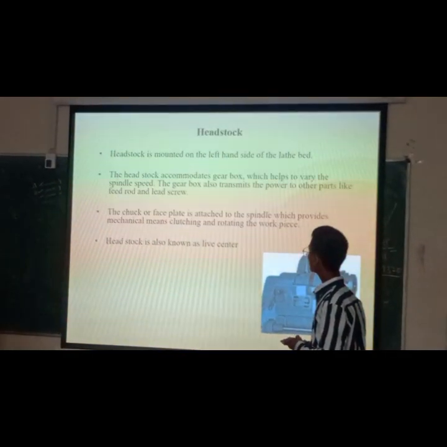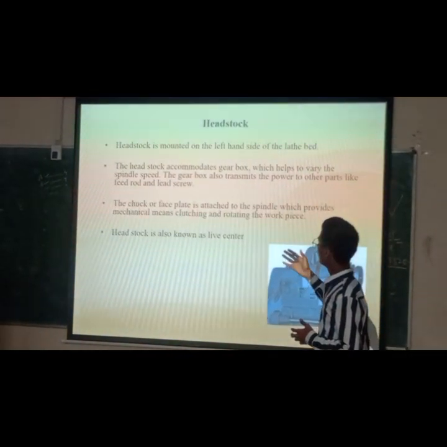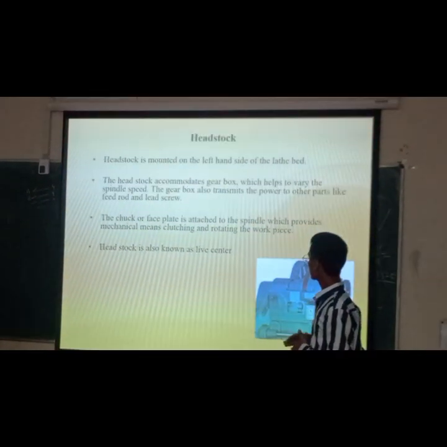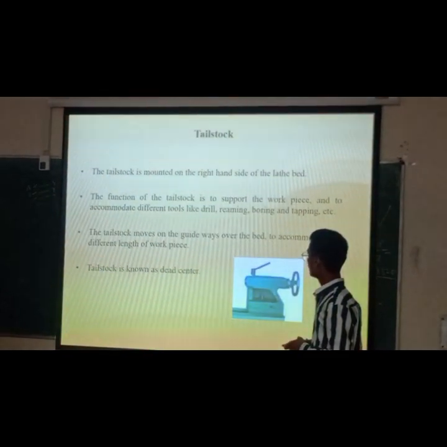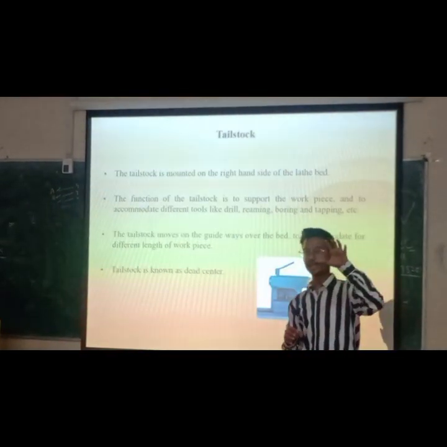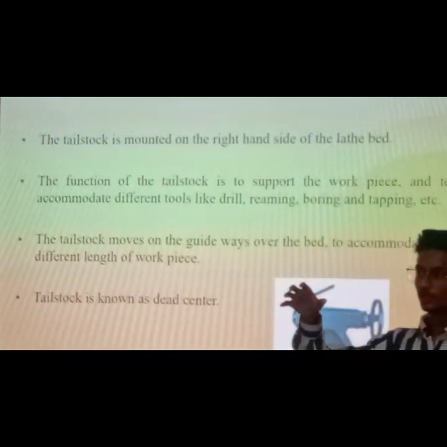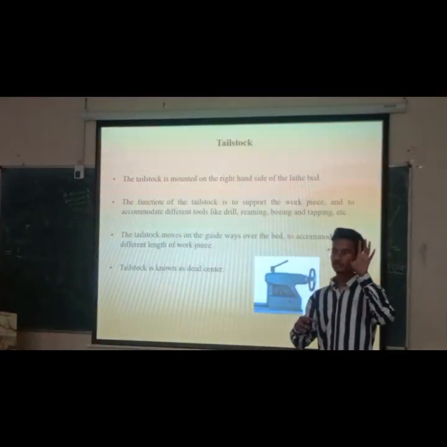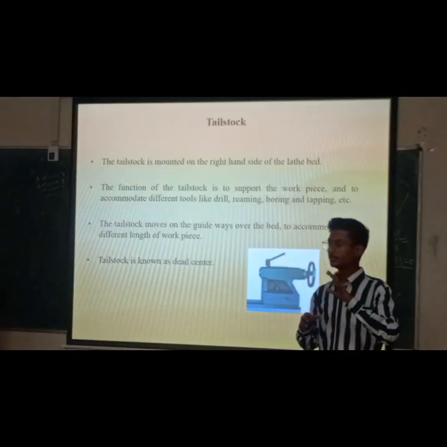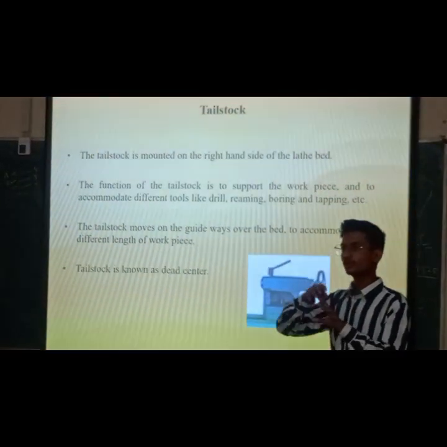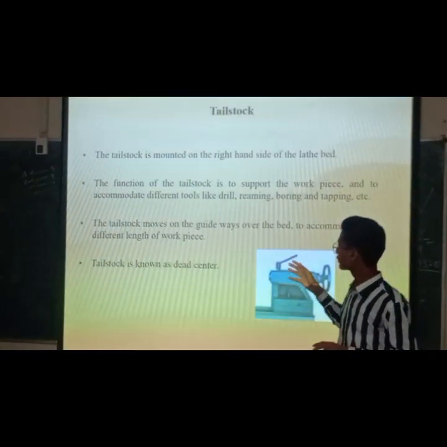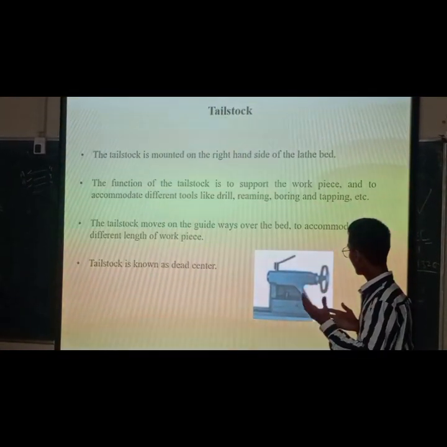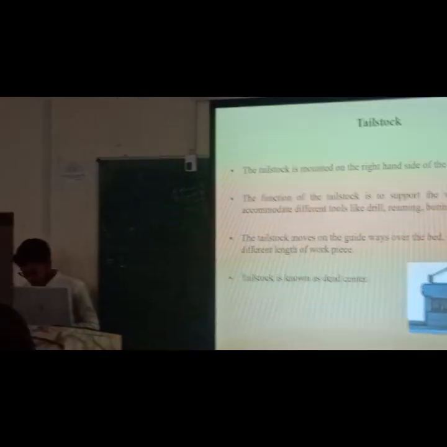Next, we have the head stock. The head stock is mounted on the left hand side of the lathe machine, and it is called the live center. Next, the tail stock. There is a head stock on the left and a tail stock on the right. In the head stock there are gears, spindle and chuck. Chucks are of two types, like 3-jaw chuck, 2-jaw chuck, etc. And the tail stock is mounted on the right of the lathe machine, and it is called the dead center. The tail stock moves on the guide rails over the bed to accommodate different lengths of work.